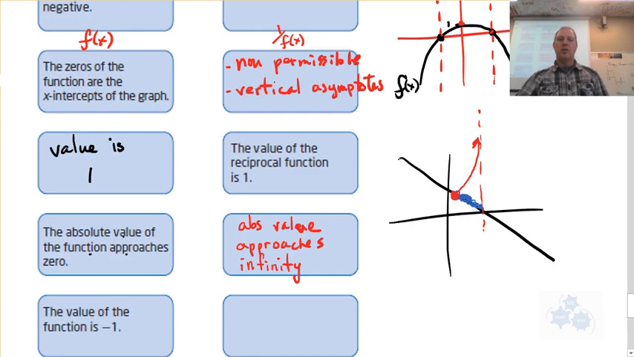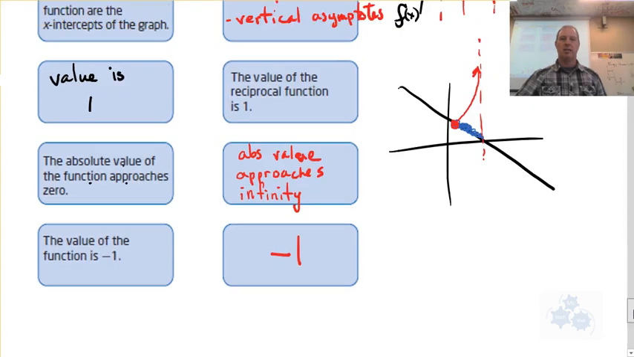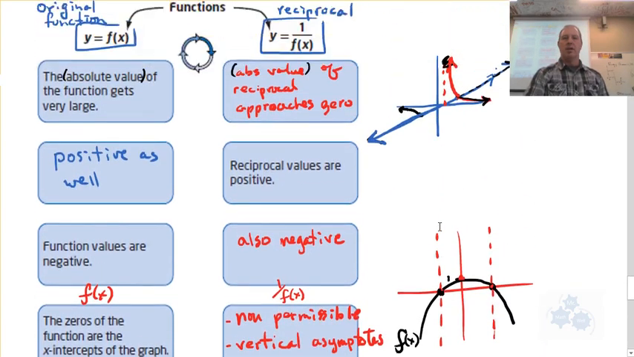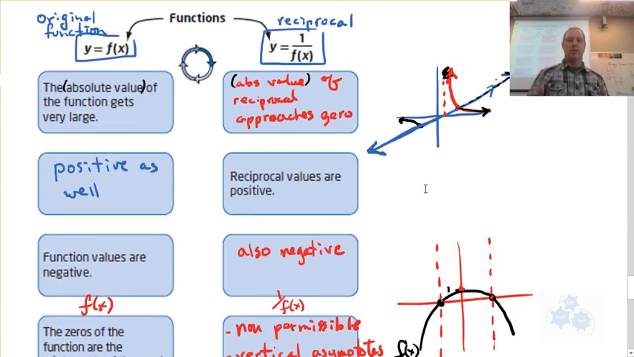All right, the value of the function is -1. So what's the value of the reciprocal? Yes, the same. If it's 1, the reciprocal is 1. If it's -1, the reciprocal is -1. And that's the last part of those two columns there. Anything else that we can compare with these two graphs that's not on this? Okay. If you understand that, if you realize all these points here and how they relate to one another, that's more than half the battle right there.